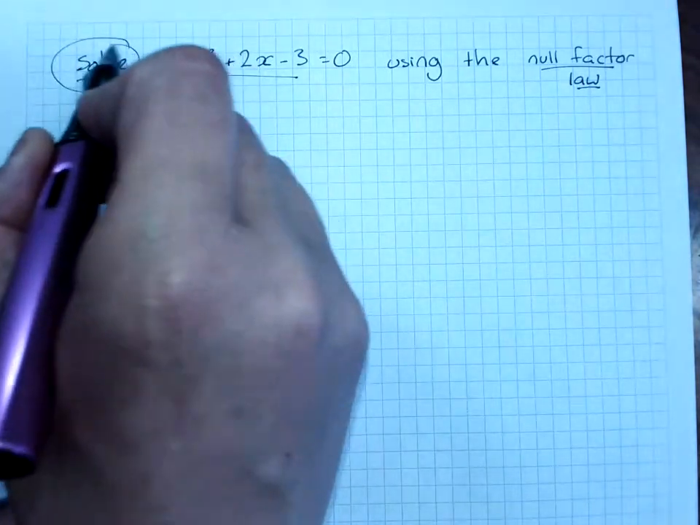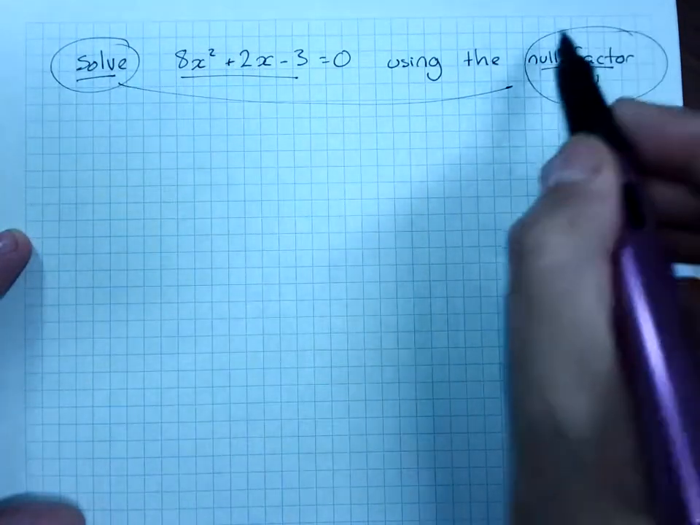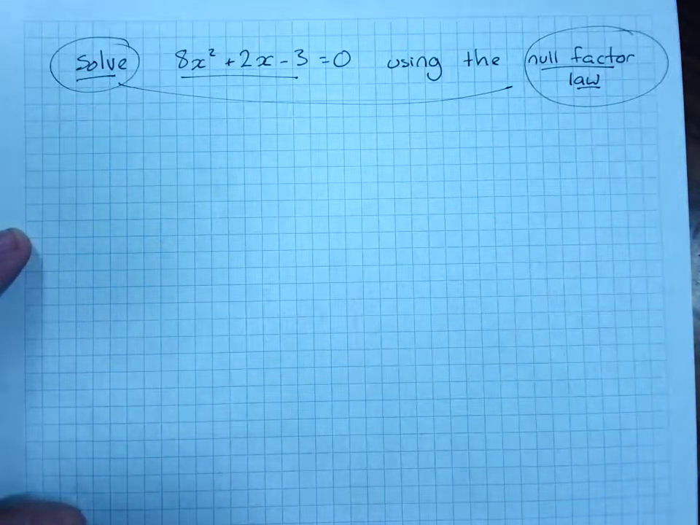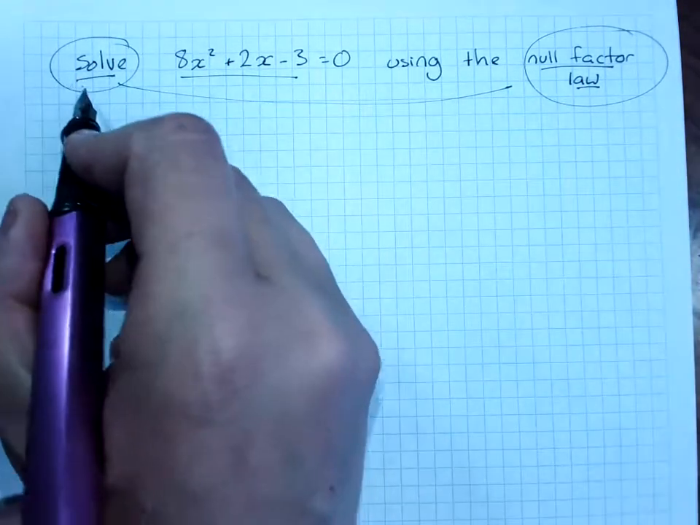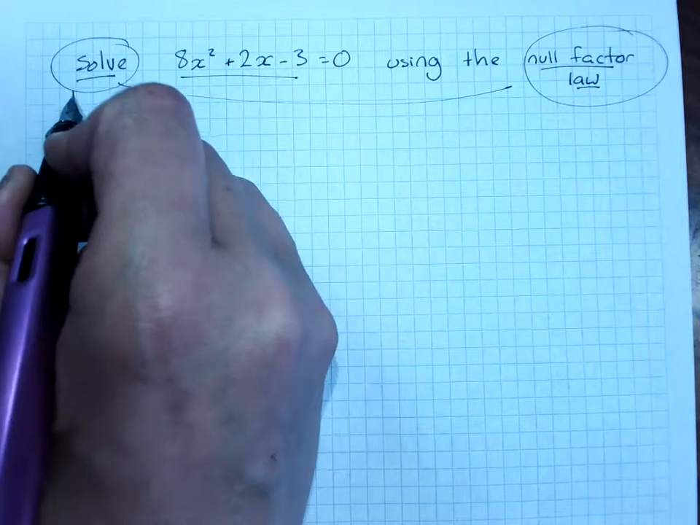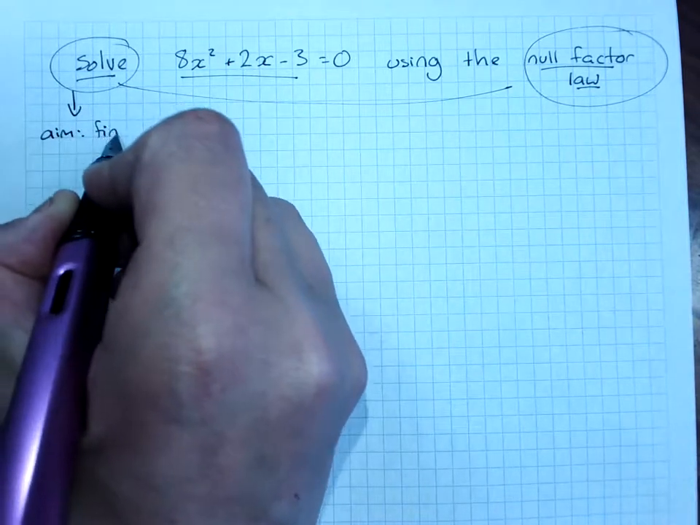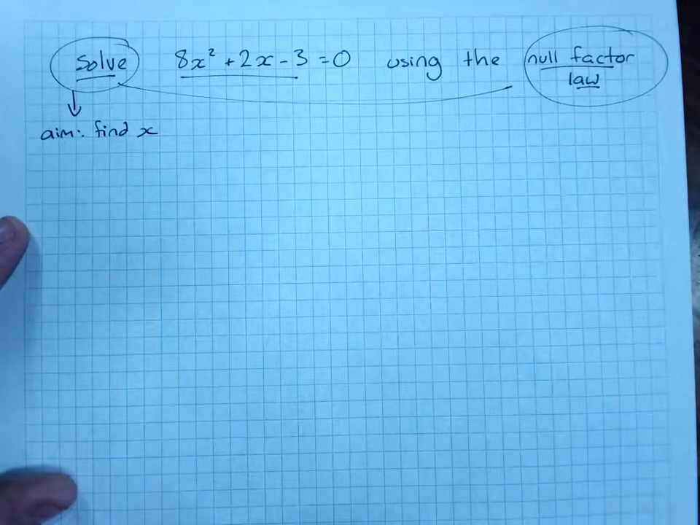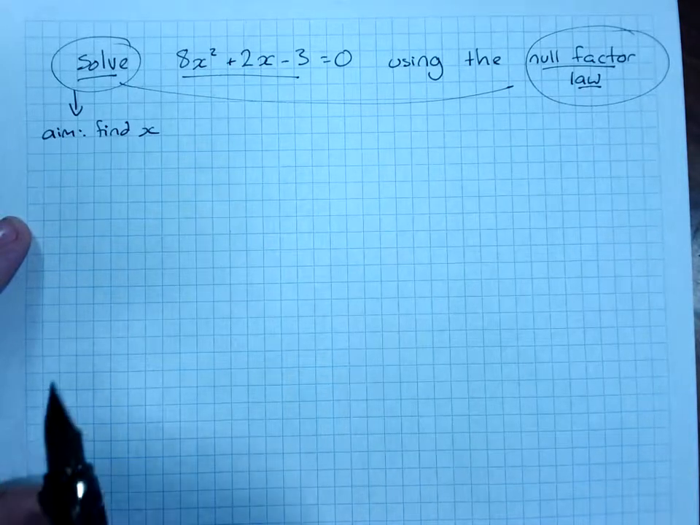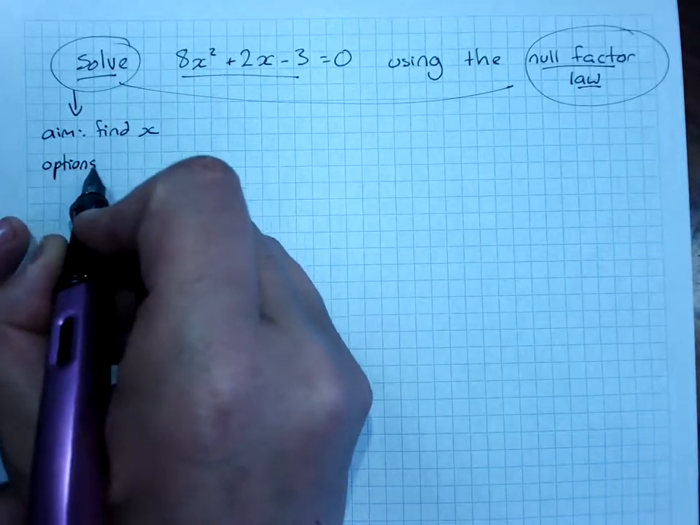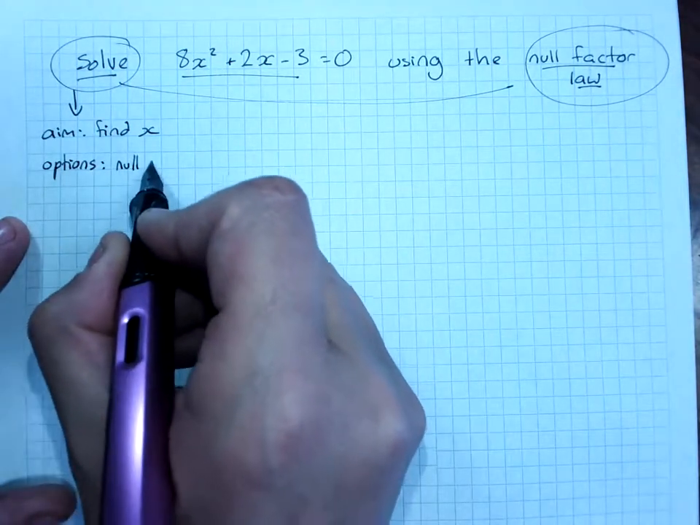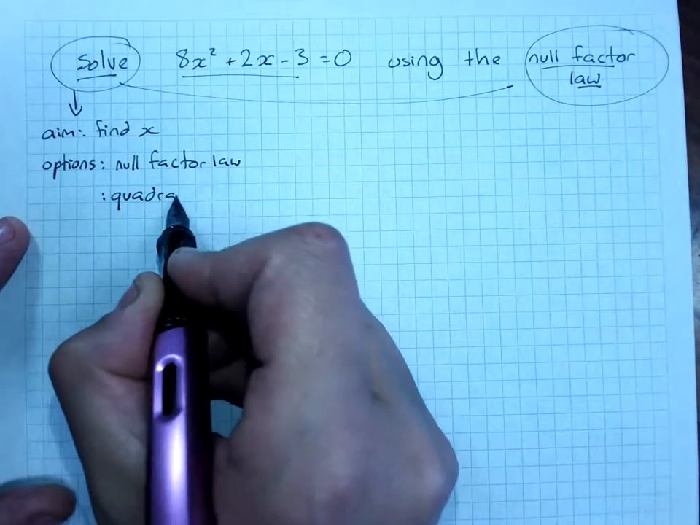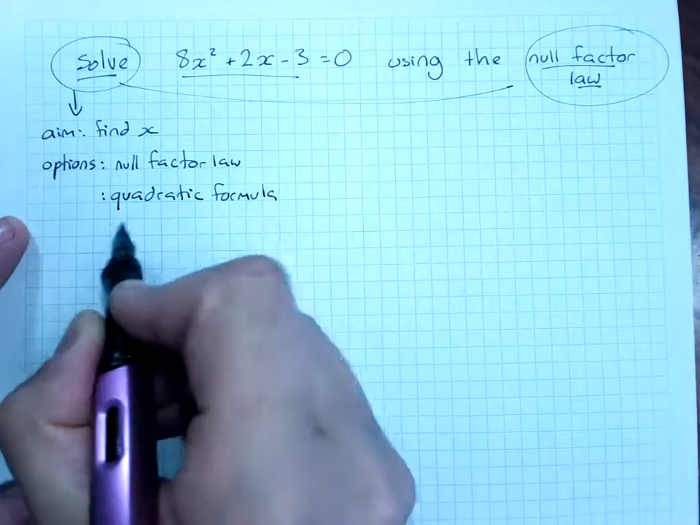When you see solve, especially if they say using the null factor law, that should automatically tell you what steps you're going to use. If you have to solve, the aim is to find x. And since we're dealing with quadratics, we'll generally, often, have two different solutions for x. Your options, when they tell you to solve, are the null factor law, the quadratic formula, or completing the square.